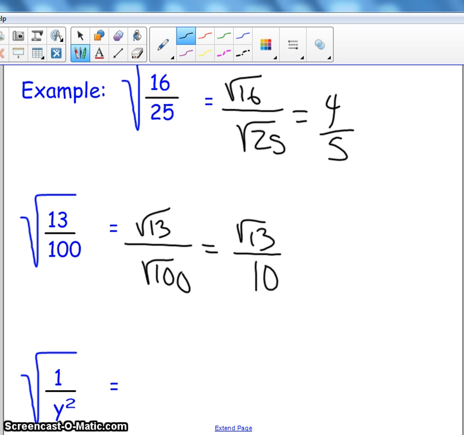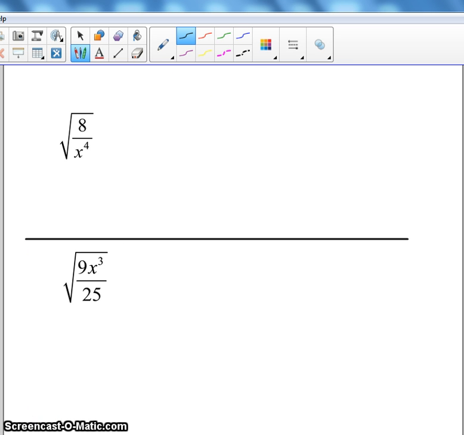One more example here. If I square root the top, I'll get 1. And if I square root the bottom, I'll get y. So the answer is 1 divided by y. There's 2 more examples.